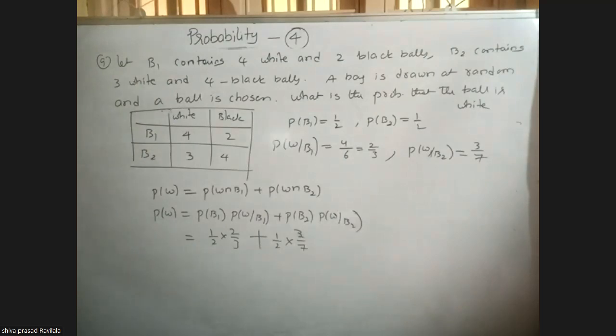2 3s are 6, 7 2s are 14. LCM. Of course, the 2s cancel. 1 by 3 plus 3 by 14. 14 3s are 42. Numerator 23. 23 by 42.